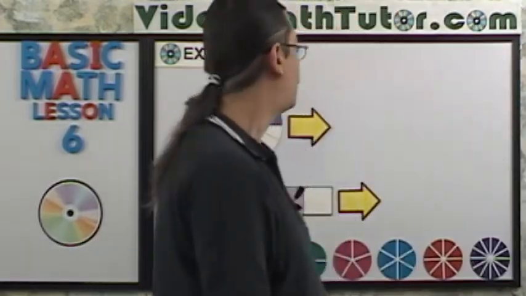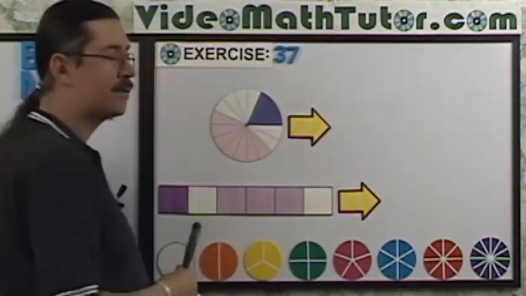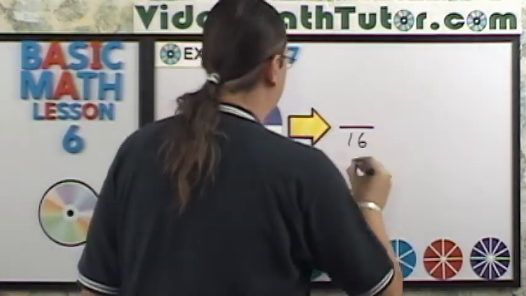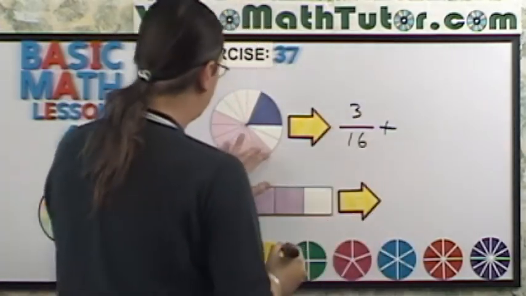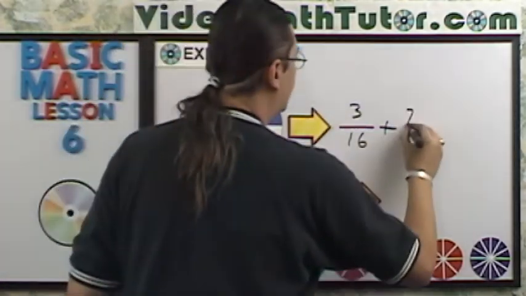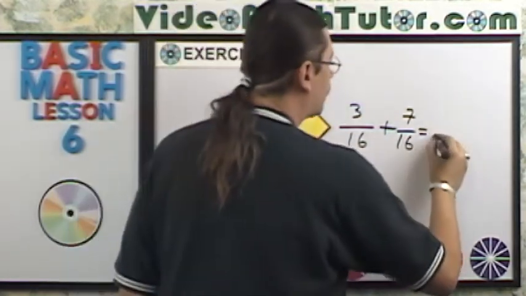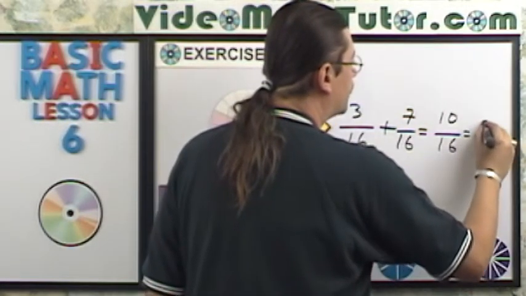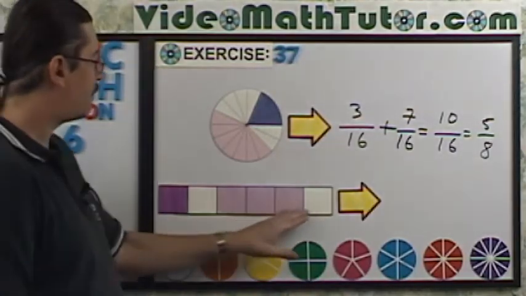Well, let's see. For the first one, how many slices are there in total? Well, it looks like there's 16. So that is going to be my denominator. I have 3 in the first group, plus 1, 2, 3, 4, 5, 6, 7. And the other one, we have the same denominator, so it's very easy to add them up. We're going to get 10 on top. This reduces to 5/8.